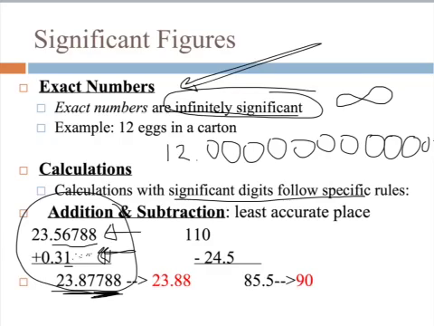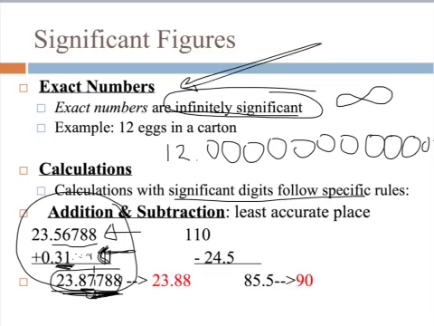Therefore, when I add and subtract, my answer has to be cut off to match the number that limits me. There's only 2 places after the decimal, so my answer can only have 2 places after the decimal. So before I cut this answer off, I need to round. So I'm going to cut it off there.